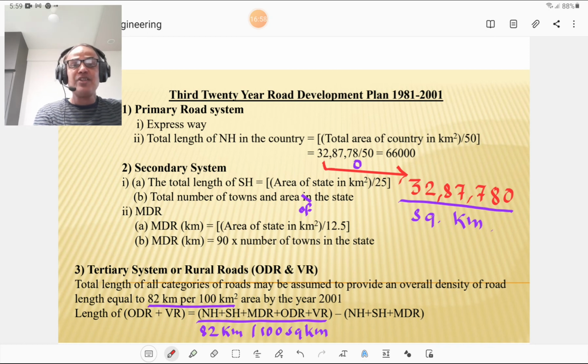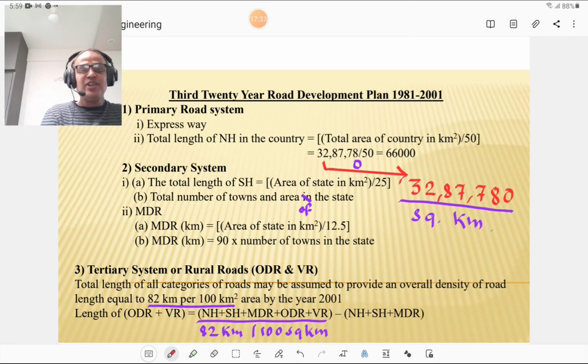India has 2% of total world area. So that area is 32,87,780 or 90. Second, secondary system. For secondary system, the total length of state highway is calculated by formula area of state in kilometer square divided by 25, and total number of towns and area of the state you must know that also. And MDR in kilometer is calculated by area of state in kilometer square divided by 12.5.